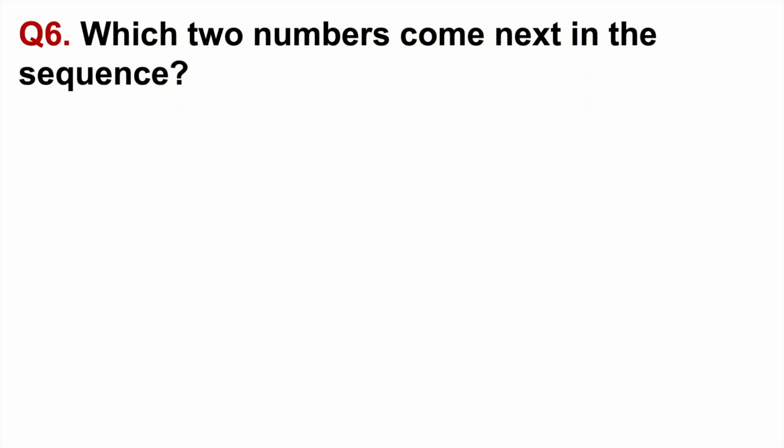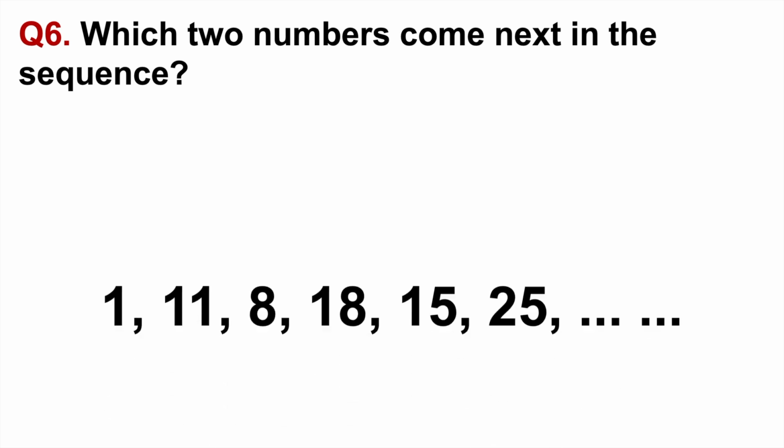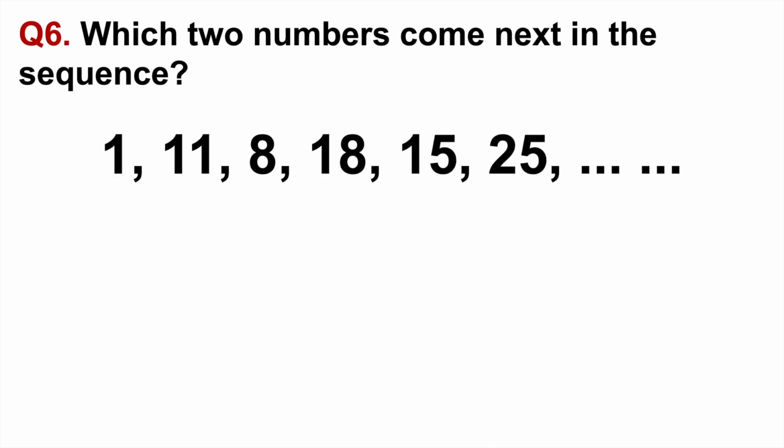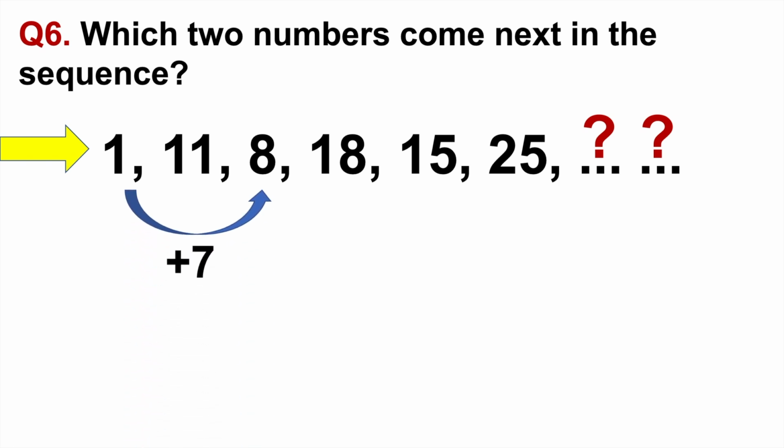Question 6, which 2 numbers come next in the sequence? So this is a little bit harder. So we have 1, 11, 8, 18, 15, 25, and we have to then decide which 2 numbers go there. That looks really difficult. However, again, if we start on the left and start searching for patterns, we can straight away see that the odd numbers 1 to 3, the difference is 7, and then number 3 to 5 is 7. So therefore, the odd numbers are increasing by 7 each time.